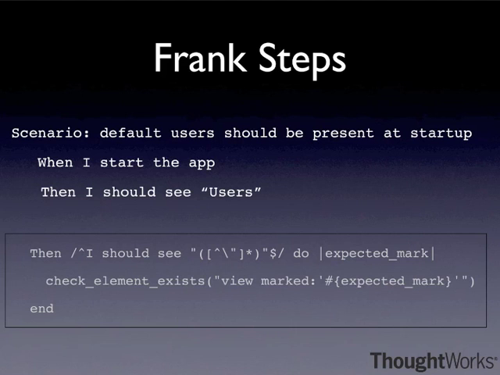The main thing is that we pass in this users thing, and we're going to run one of these little helper commands that Frank supplies with you. So check element exists, and we're going to have a view marked users. So it passes in that.